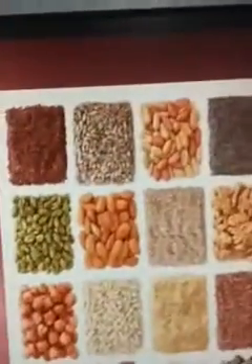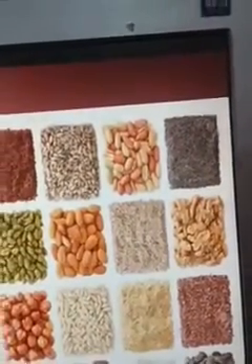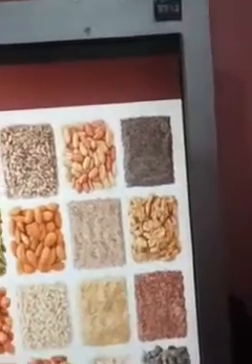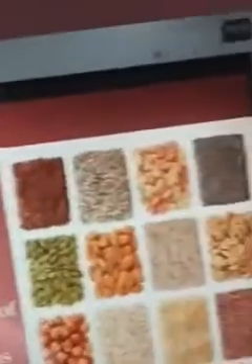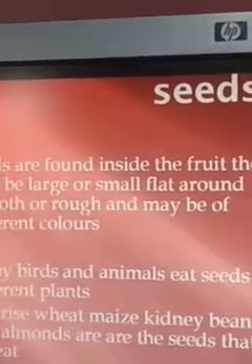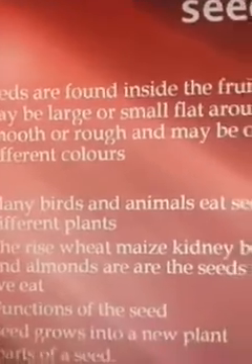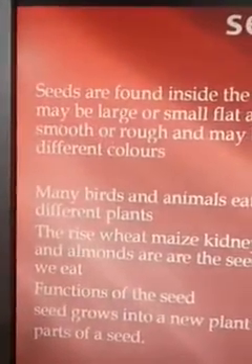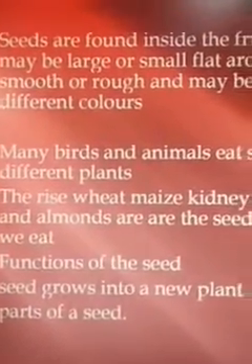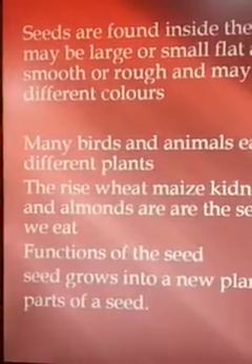See here, all seeds. Ragi seeds are very small. Almonds are bigger. Compared to one seed of ragi and one seed of almond, the size is different, no? Peanut, cashew nut, so many, they are different in size, color, shape and softness also. Some are very soft to touch and some are rough to touch. Many birds and animals eat the seeds of different plants. Rice, wheat, maize, kidney beans and almonds are examples of seeds.